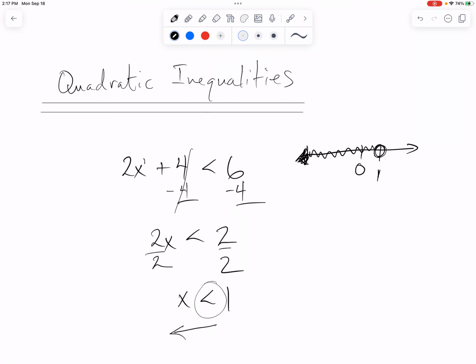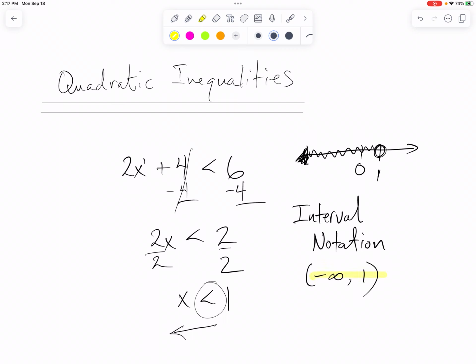That's a great thing. It works. But we're a little more sophisticated now. So we're going to write our answers using interval notation. And that's not too bad. Interval notation. Well, this graph goes negatively forever. The biggest number on the number line is 1. I would then put a parenthesis right there. And this notation says the exact same thing as this notation.